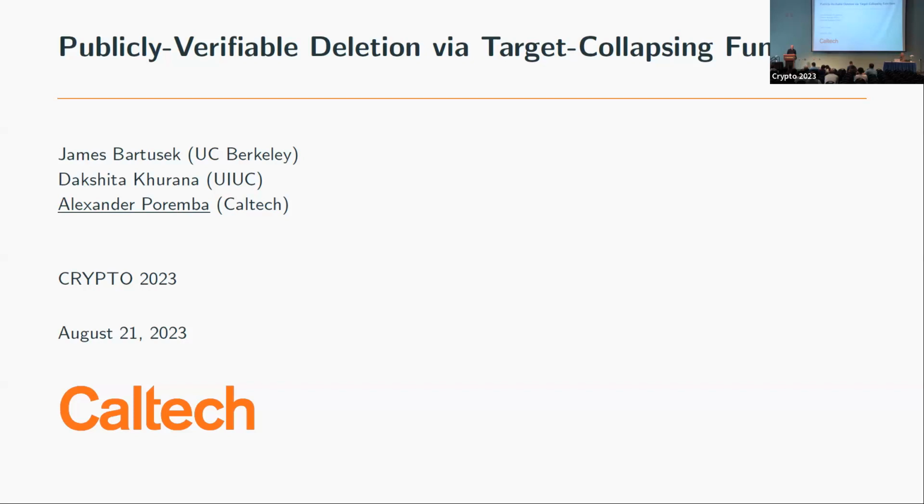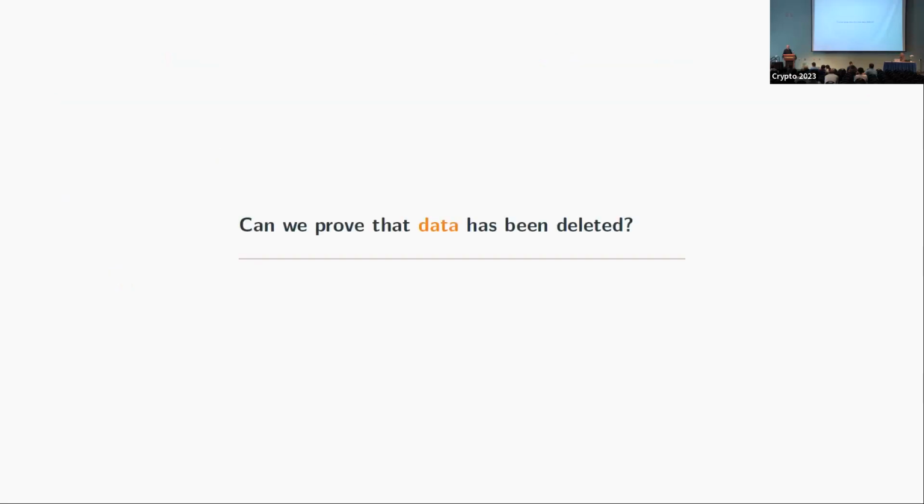Okay, I want to start with a question. Can we prove that data has been deleted? In the classical world of bits, which are either 0 or 1, there's not much we can do. But it turns out that in the quantum model of computation, proving deletion is actually possible, provided that the data is encrypted using a quantum state.